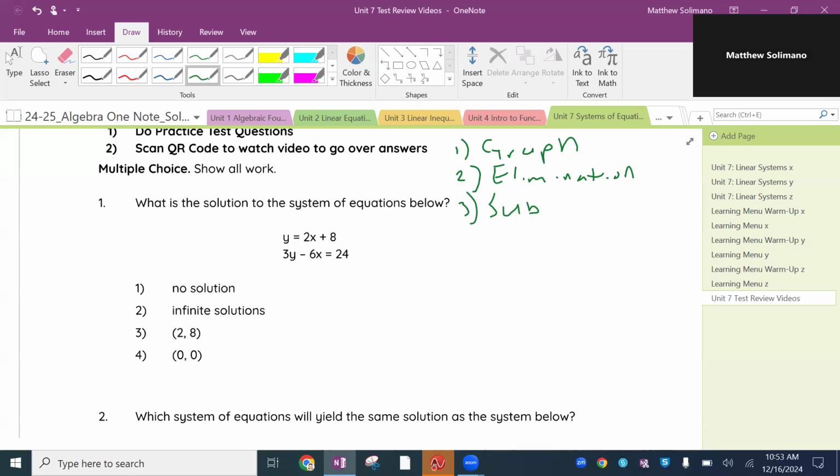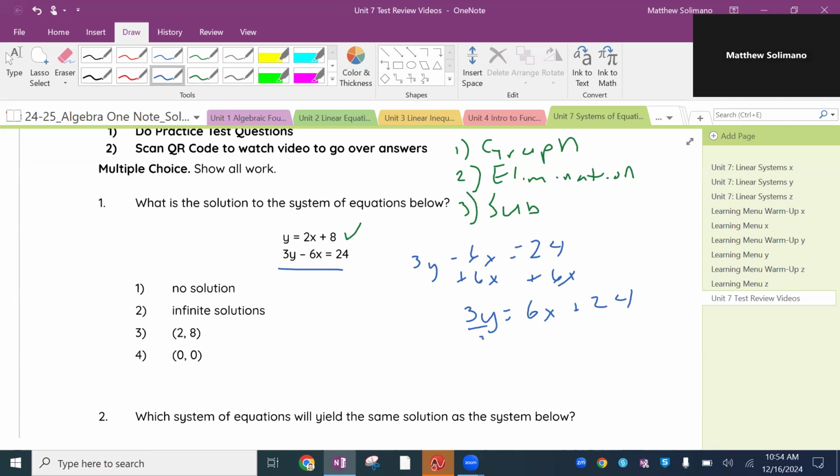And I see one of them is already in y equals mx plus b form. So this one looks good. But let's solve this one for y equals mx plus b. So we got 3y minus 6x equals 24. So first thing I'm going to do is add 6x to both sides. I want to get y by itself. So we get 3y equals 6x plus 24. Now I could have written that as 24 plus 6x, but it's always helpful to get y equals mx plus b. So having that x first is really helpful.